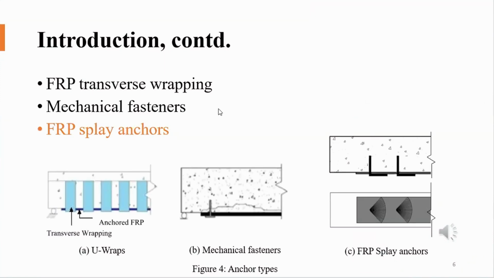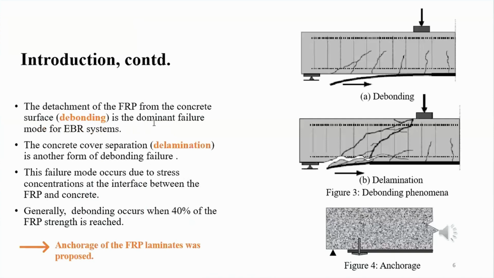There are many forms of FRP. The main problem related to fiber reinforced polymer materials is the detachment of the FRP from the concrete in a phenomenon we call debonding, or when the concrete cover separates, which we call delamination. This failure mode occurs due to stress concentrations at the interface between FRP and concrete. And generally, debonding occurs when only 40% of the FRP strength is reached. And that's why anchorage of the FRP laminates was proposed.